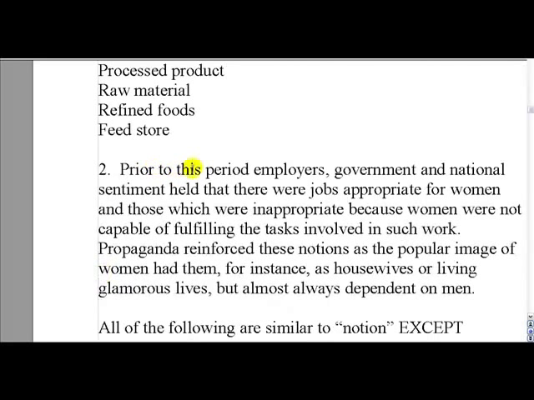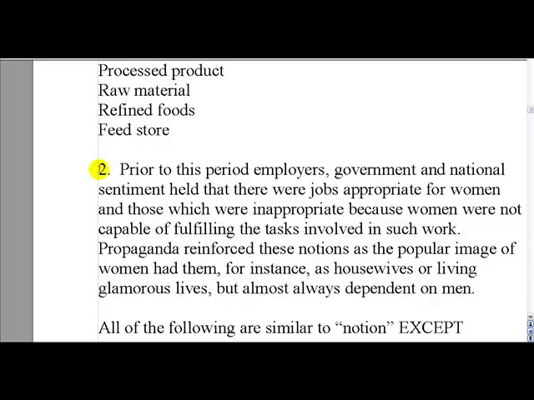The question here is, what does the word notion mean? It says, prior to this period, employers, government, and national sentiment held that there were jobs appropriate for women and those which were inappropriate because women were not capable of fulfilling the tasks involved in such work. Propaganda reinforced these notions as the popular image of women had of them.